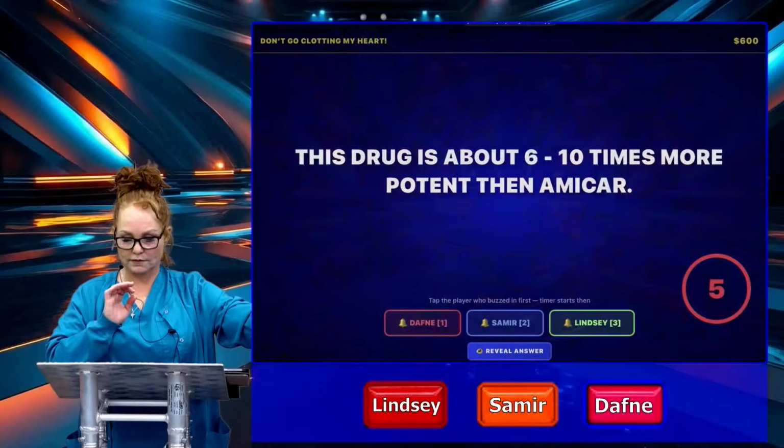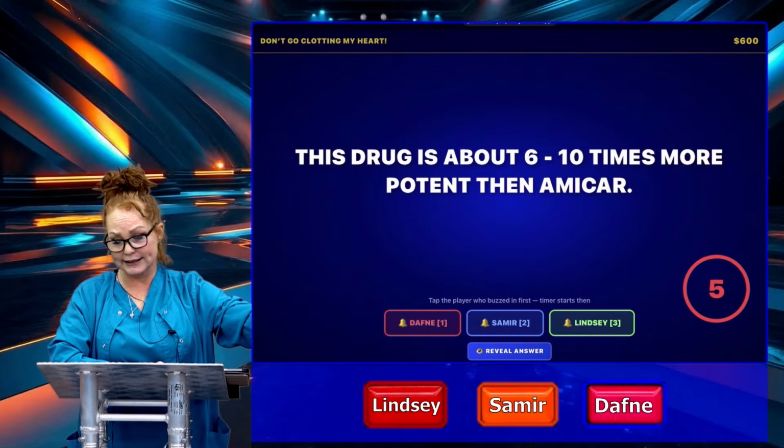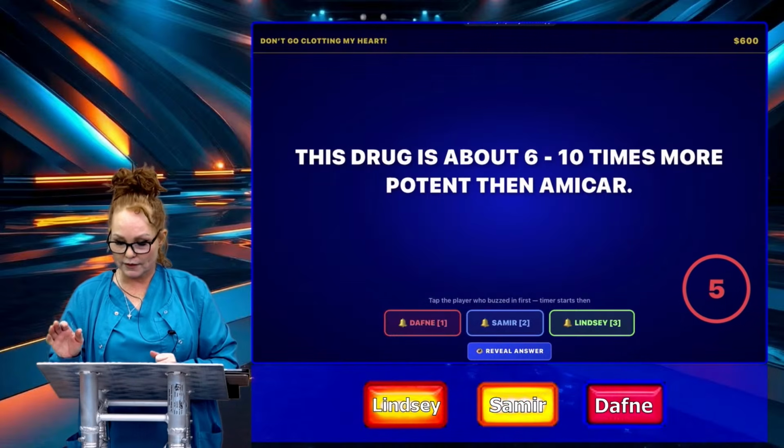Samir, control the board. Let's go with Don't Go Clouding My Heart for 600. This drug is about 6 to 10 times more potent than Amicar. Samir, What is TSA? That is correct.